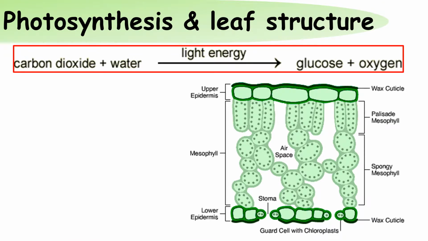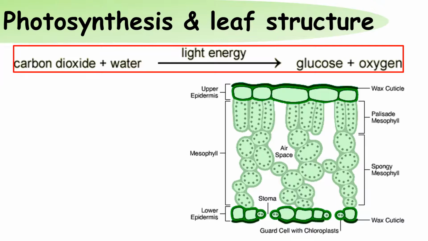The equation for photosynthesis is carbon dioxide plus water goes to form glucose plus oxygen. If you are doing the higher paper, you may need to know the chemical equation for this. The chemical equation is 6CO2 plus 6H2O goes to form C6H12O6, which is glucose, plus 6O2.